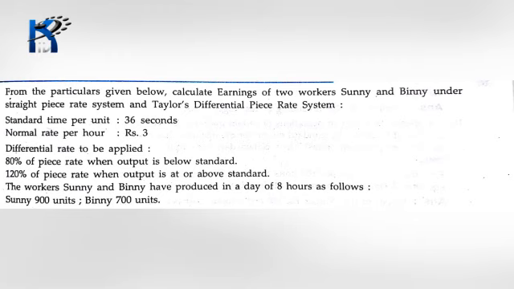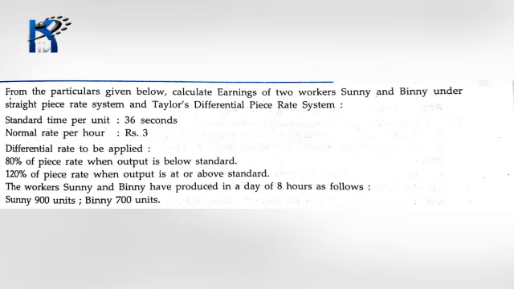So we will proceed to the question. Look at the question provided. You have to calculate the earnings of two workers, Sunny and Binny, under two methods, straight piece rate system and Taylor's differential piece rate system. Provided the standard time per unit, that means the standard time for producing 1 unit, is 36 seconds and the normal rate per hour is rupees 3.